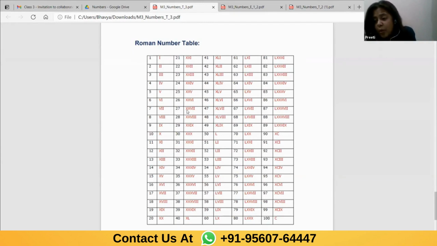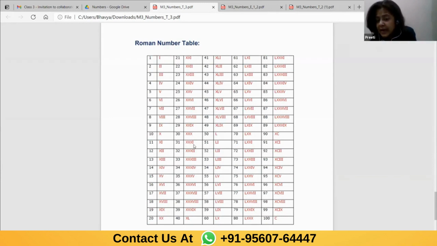Always remember that the more symbols we keep writing on the right hand side, that keeps on adding, children. Always. Till the time we do not write it on the left, there is no subtraction happening. It's all addition happening. Then XXVIII is 28. XXIX, 20 plus 9, is 29. And then 3 times X for 30.